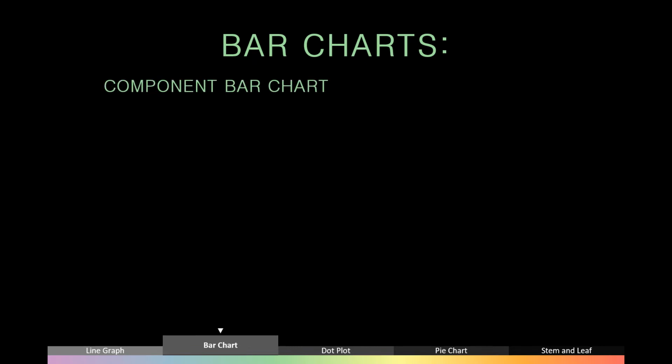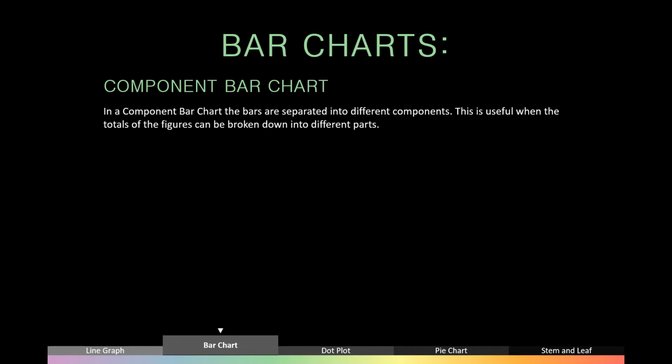The next bar chart we're going to consider is the component bar chart. Now, a component bar chart essentially takes that bar chart that we previously looked at and it breaks down that bar into different segments or components. And this becomes very useful when we don't just want to know the totals, but we want to know what went into making up that total.